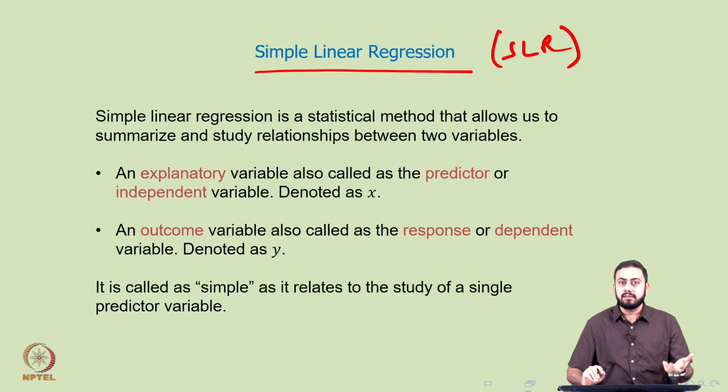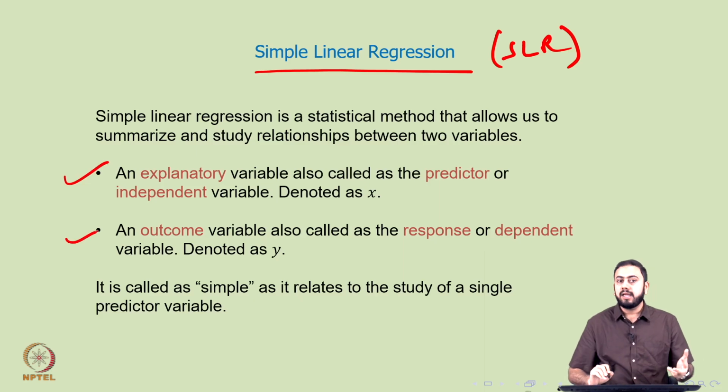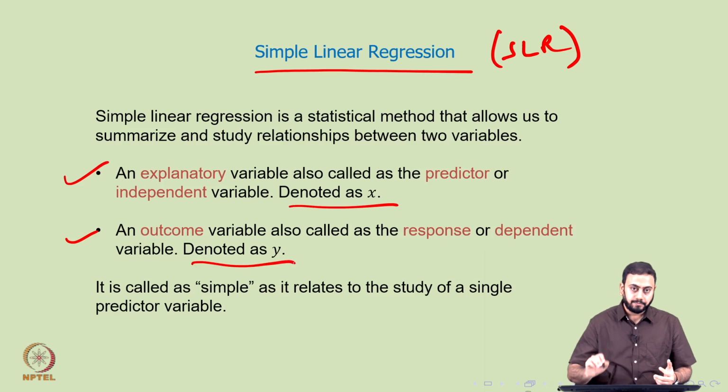Okay. Now what do you mean by simple linear regression? Simple linear regression is a statistical method which allows us to summarize and study relationships between two variables. Again, we've discussed what these variables are, but just to summarize, on one hand we have an explanatory variable, also called predictor or independent variable, denoted as X, and on the other hand we have an outcome variable, also called response or dependent variable, denoted as Y. Okay. So all these are alternative terminologies: either predictor, independent variable or explanatory; on the other hand, either response, dependent variable or outcome variable.